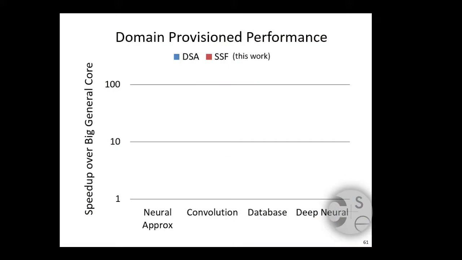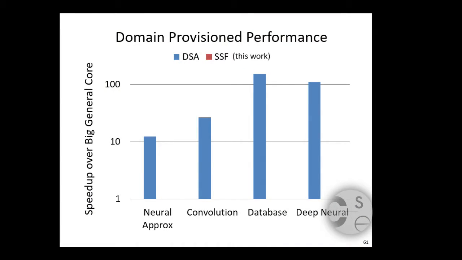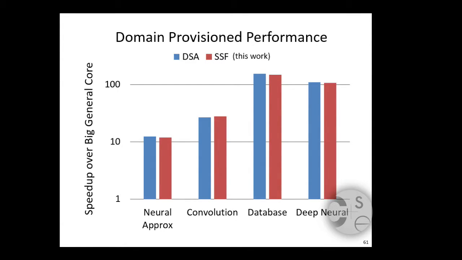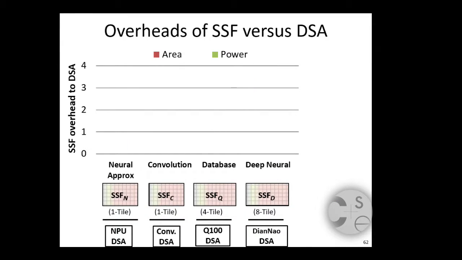First, in terms of performance, the domain-specific accelerators across these different applications get speedups over a general-purpose processor in the range of 10 to 100x. And the structured specialization fabric gets around the same performance level, and that's because we provisioned them to have enough resources to match the performance. And again, the real question is how much power and area overhead is there? So that's what I'll show here.